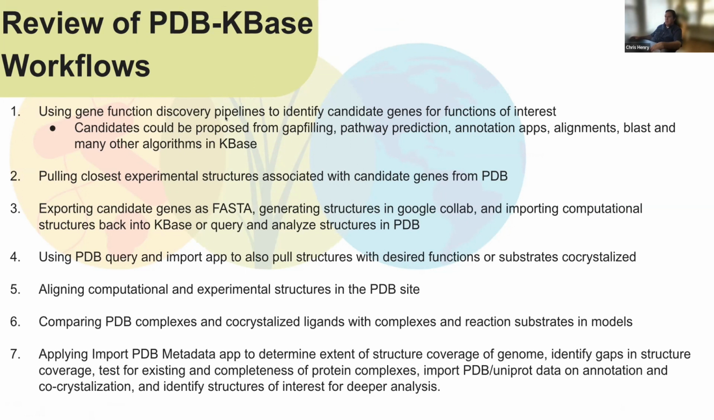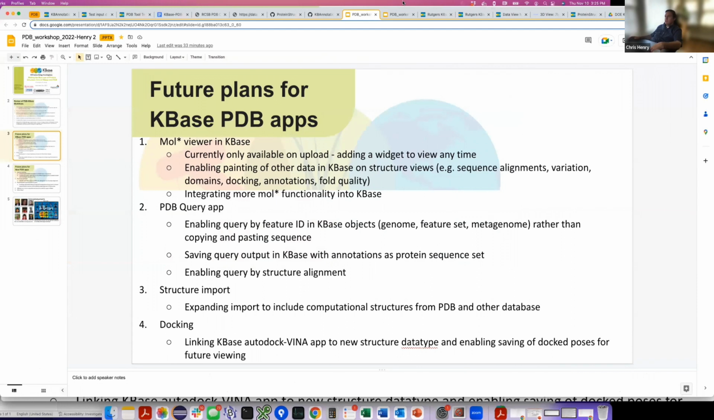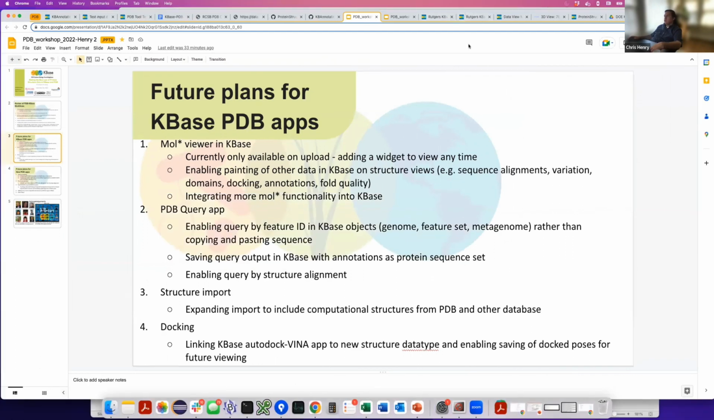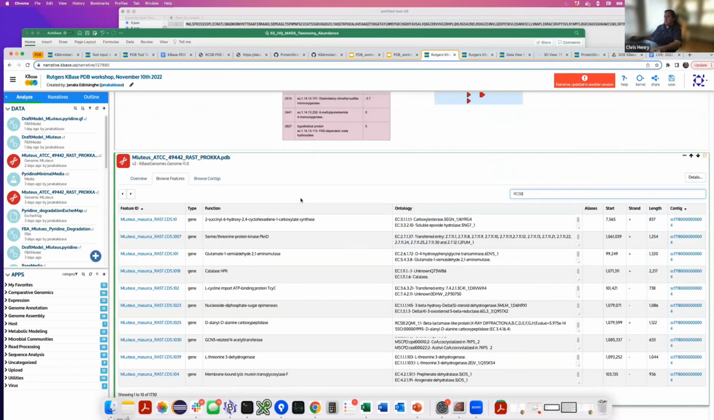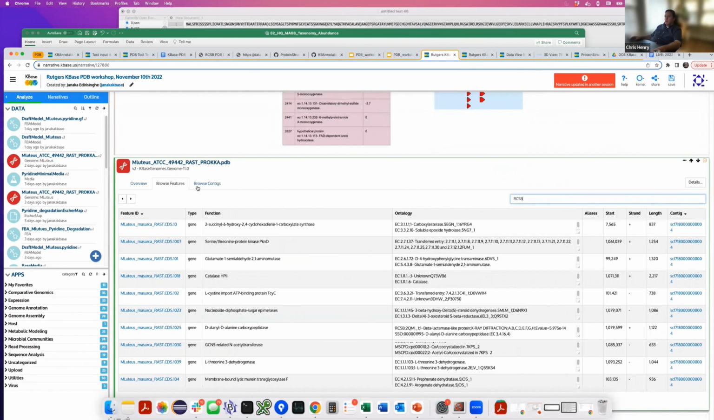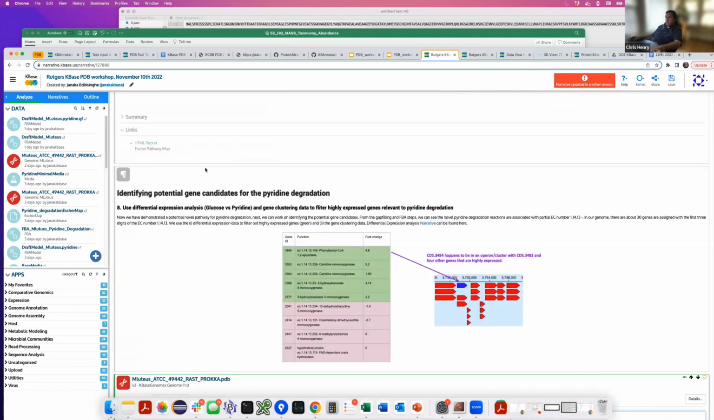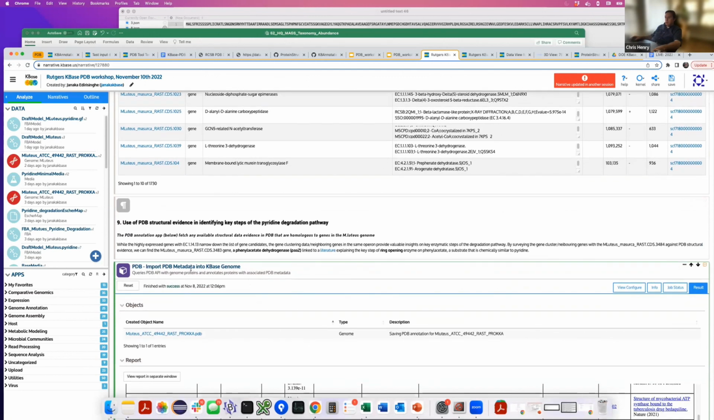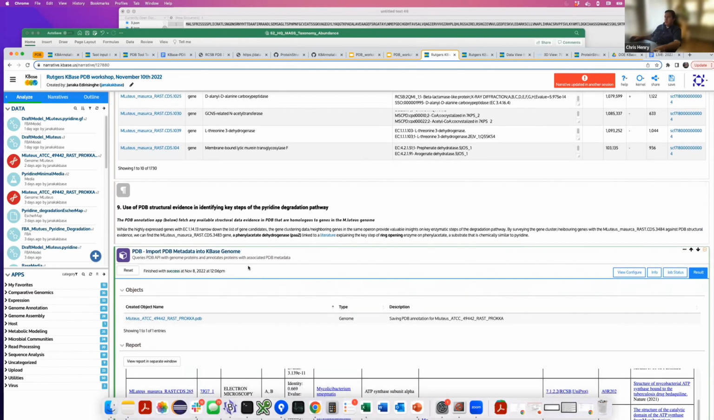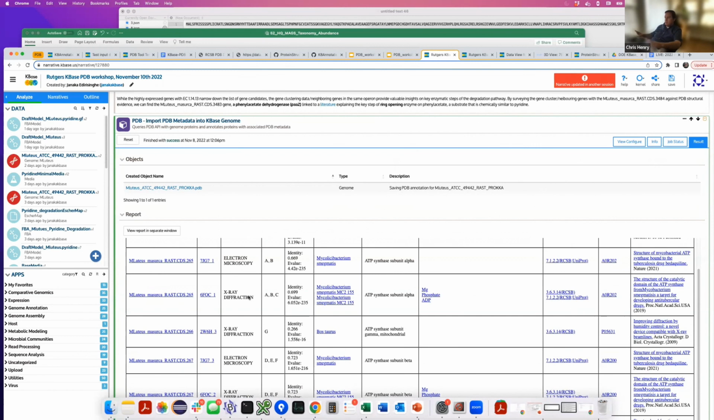Before I get to the future plans, because there's a lot still to do, I'm just going to jump out to the narratives and show some of these things quickly, because not all of it's totally obvious from what we've presented so far. So first of all, when you run this app, the PDB import PDB metadata in the KBase genome app, as you recall, this is the broad but shallow.